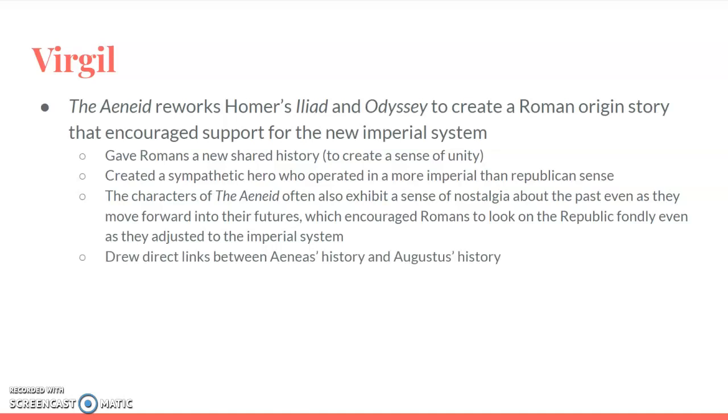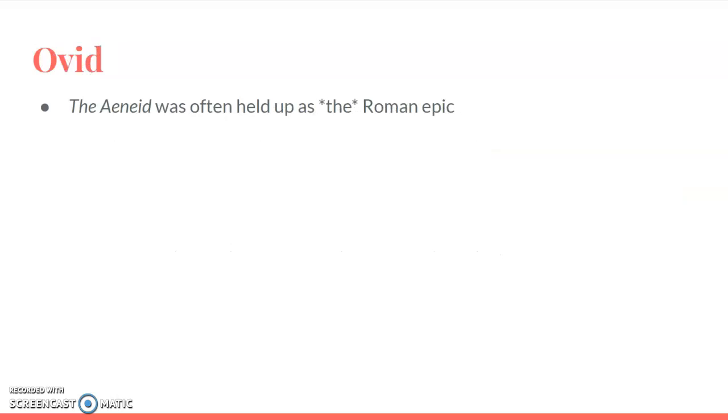And then finally, it did draw some direct links between Aeneas's history and Augustus's history. Virgil was not super subtle about comparing Augustus and Aeneas and making them both seem the same kind of heroic. Aeneas reminds a lot of people of Augustus for good reason. So ultimately, the Aeneid was kind of propaganda, because it was actively trying to further this imperial project by basically inventing a new origin myth for the Roman people.